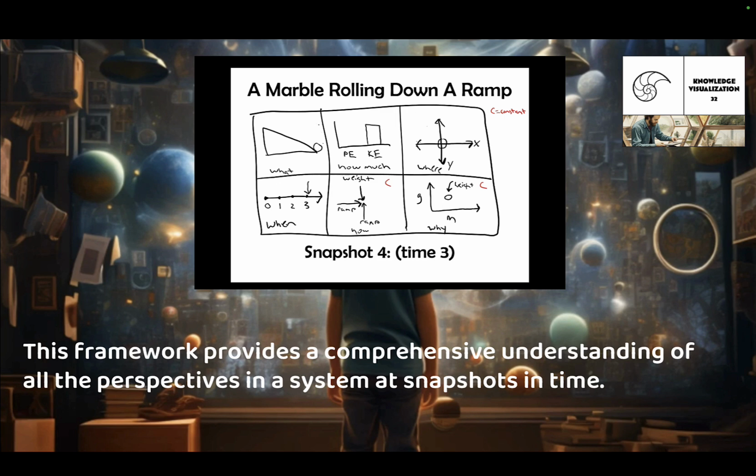And this video shows a marble rolling down a ramp and how much potential energy and kinetic energy there is at each snapshot: where the marble is in a coordinate system, when it is in a coordinate system, how it moves down the ramp, which is the interaction between the marble and the ramp, and why, which is gravity and mass interaction. And knowing this is a comprehensive way to understand how something moves.